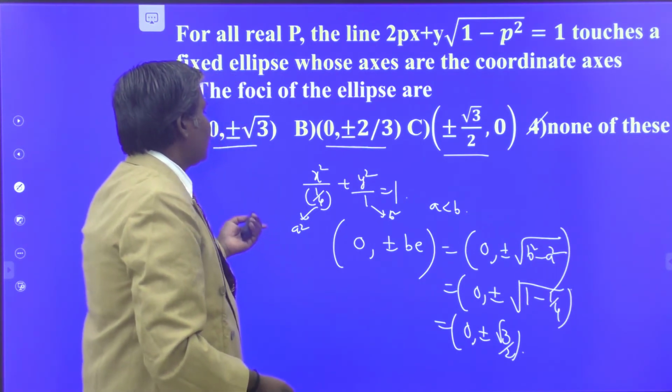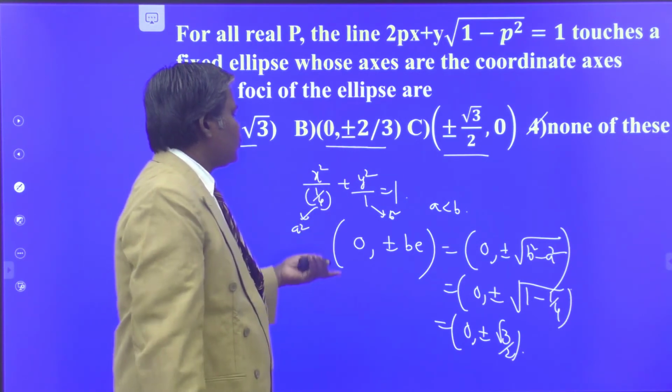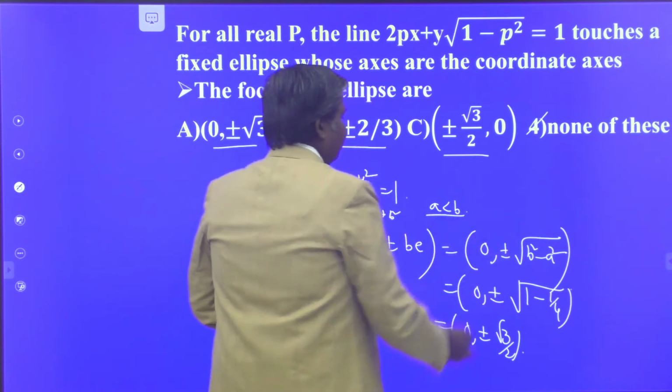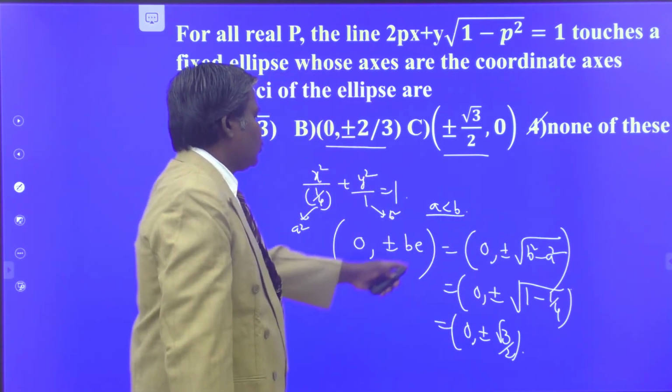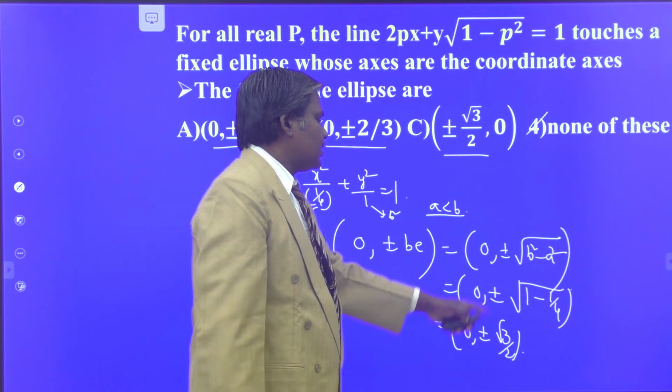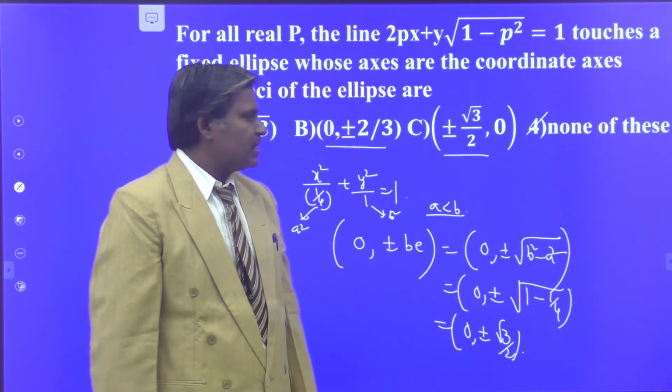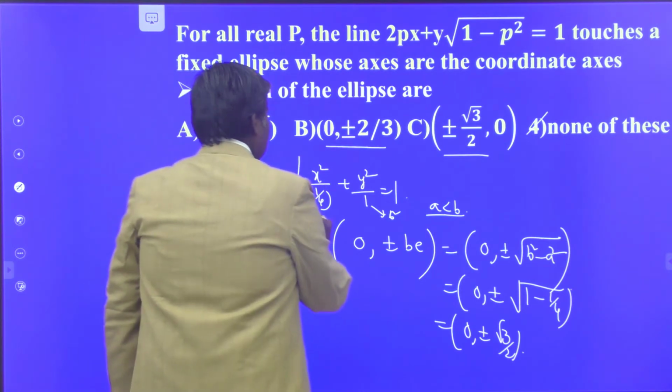These are the foci. Once you have the equation of the ellipse, you can easily write the foci. This is the a less than b case. This is the focus, 0 comma root of b square minus a square, and another focus is 0 comma minus root of b square minus a square. So the ellipse is like this.